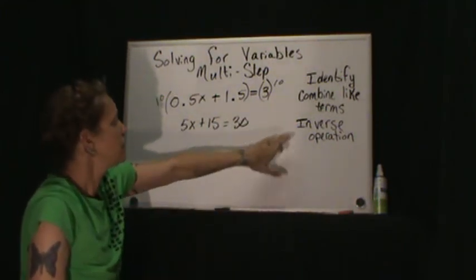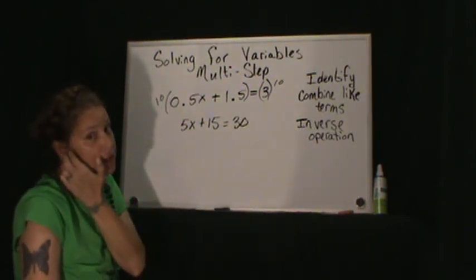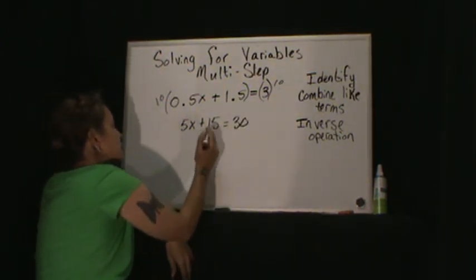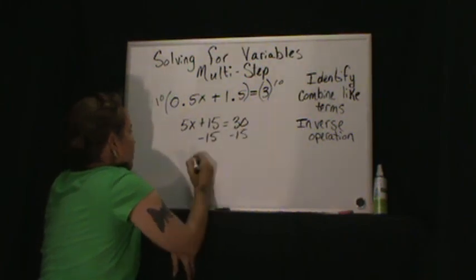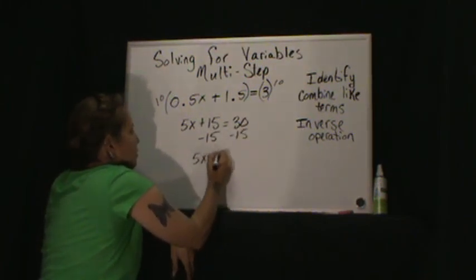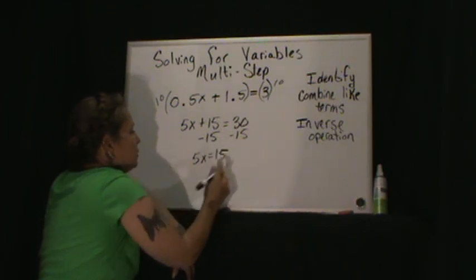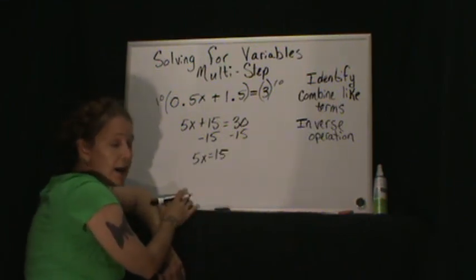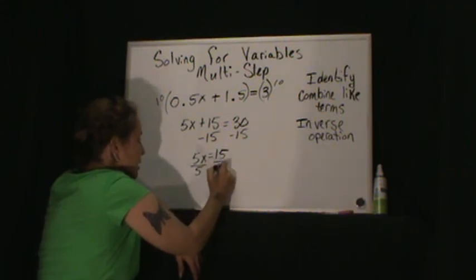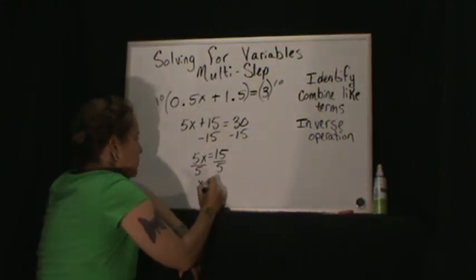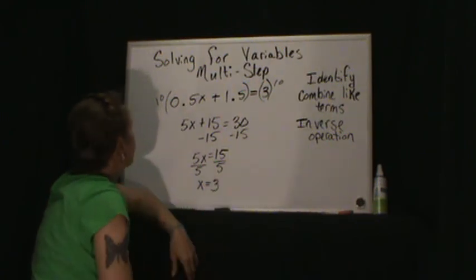We don't have any like terms, so now we can go straight to our inverse operations. Positive 15, we subtract both sides. 30 minus 15 is 15. Now we have a multiplying 5, so we're going to divide. Divide by 5 on both sides. And 15 divided by 5 is 3.